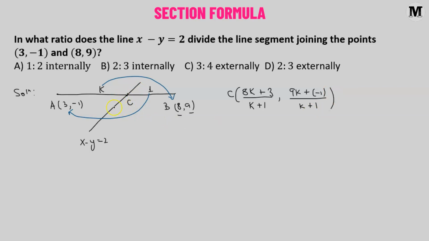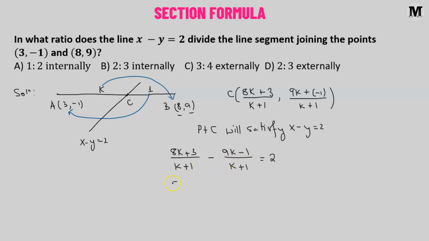Now, since the line is passing through point C, this point C will satisfy the equation of the line, x minus y equals 2. So we can replace x with (8k + 3) divided by (k + 1), minus y, and y will be replaced with (9k - 1) divided by (k + 1). And this will be equal to 2. If we solve this equation, then we can easily obtain the value of k.